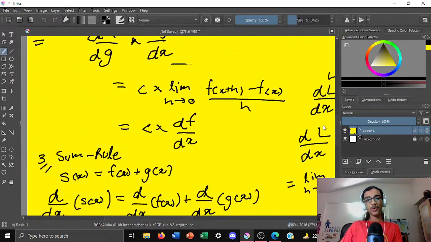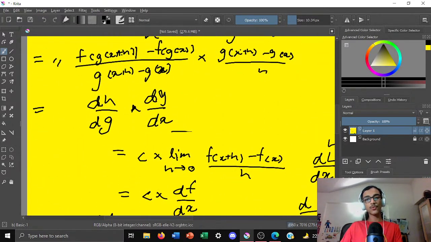If you wanted to make this a super formal proof, what you could do is split the limit. You could write g of x plus h as some variable a, g of x as some variable b, and then rewrite the entire limit as f of a minus f of b divided by g of a minus g of b, divided by a minus b, limit as a approaches b, right? And that is just going to be the derivative. That's the second definition of a derivative. So if you wanted to make this proof super formal, that's how you would do it.